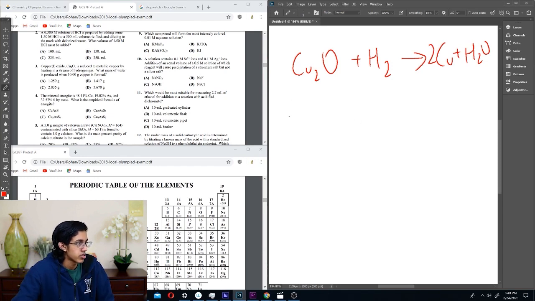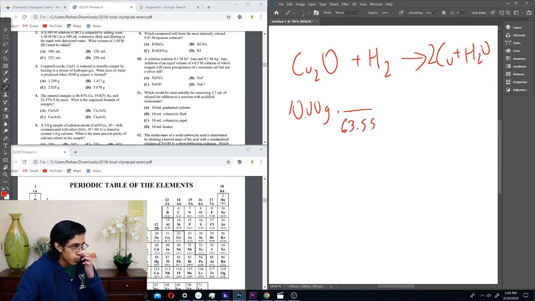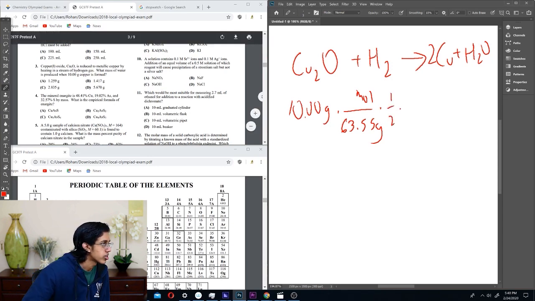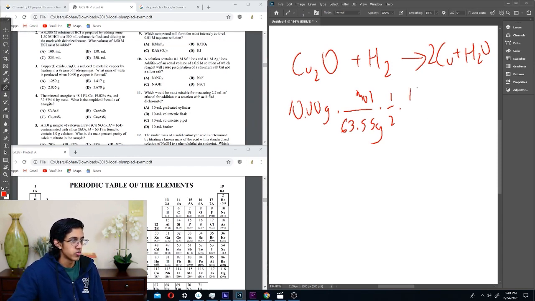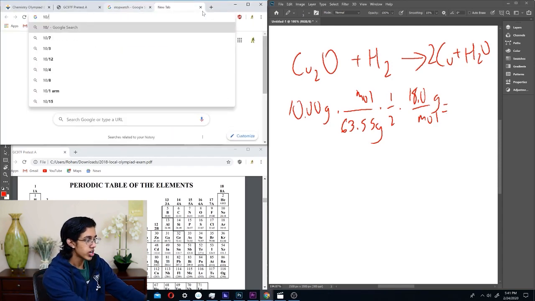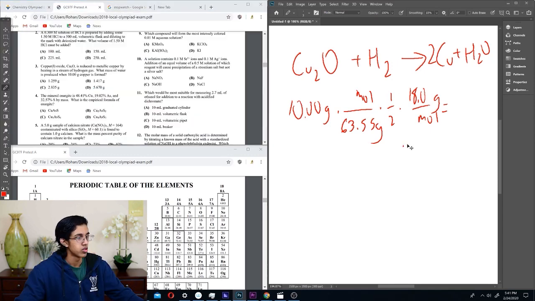If you have 10 grams of copper, you divide by the molar mass of copper, which on our periodic table is 63.55 grams per mole. Then it's a 2-to-1 ratio with water, so times 1/2. Then multiply by the molar mass of H2O, 18.0 grams per mole. Everything cancels and leaves grams: 10.0 divided by 63.55 times 18 over 2 is 1.417, which is B.